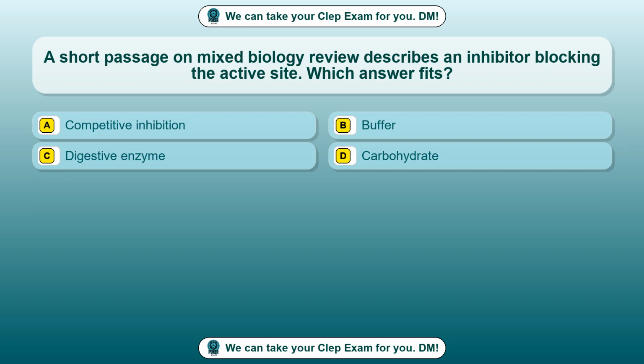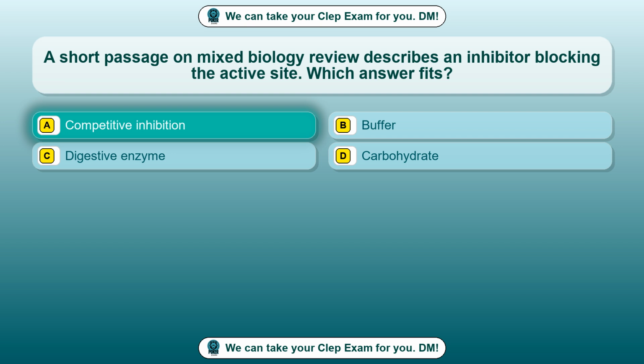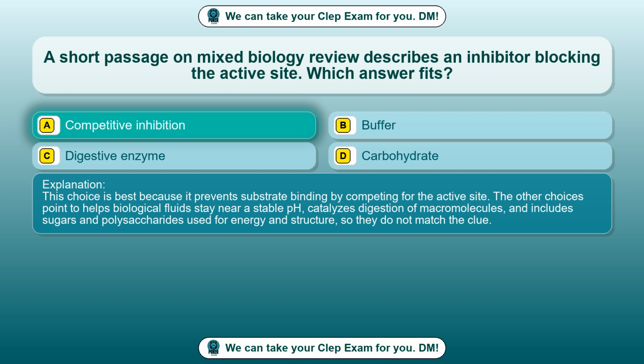Question 66. A short passage on mixed biology review describes an inhibitor blocking the active site. Which answer fits? Option A, competitive inhibition. Option B, buffer. Option C, digestive enzyme. Option D, carbohydrate. The correct answer is option A, competitive inhibition. This choice is best because it prevents substrate binding by competing for the active site.